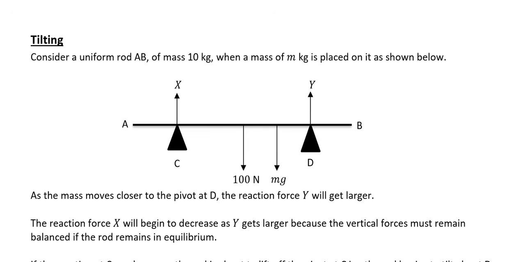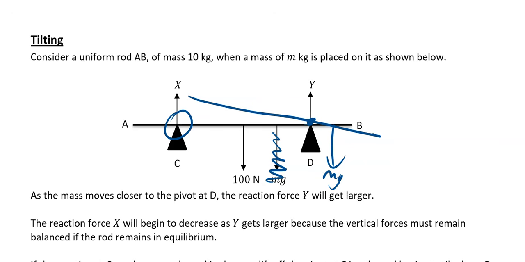So consider a uniform rod AB of mass 10 kilograms when a mass of m kilograms is placed on it as shown below. So you've got the weight of your overall rod is 100 newtons, and then you've got a mass mg placed on this. Now at a certain point mg will move. So maybe mg moves to here, so it's no longer here, and then to exaggerate, the rod is about to tilt. So what happens to your reaction at C? It is no longer in contact at C, so there will be no reaction at C. So that's a big exaggeration.